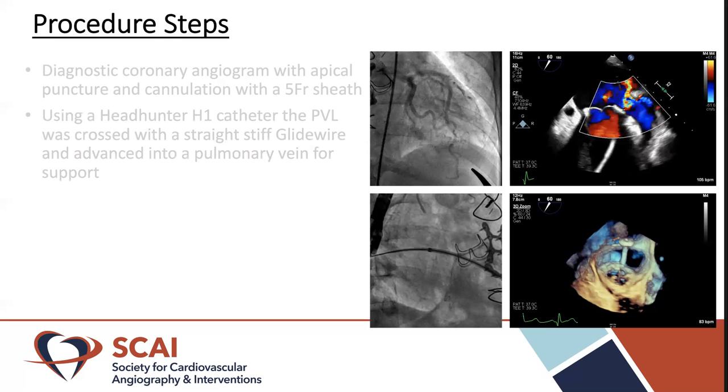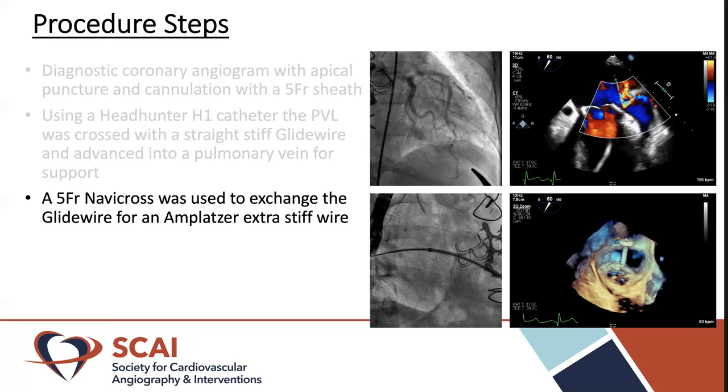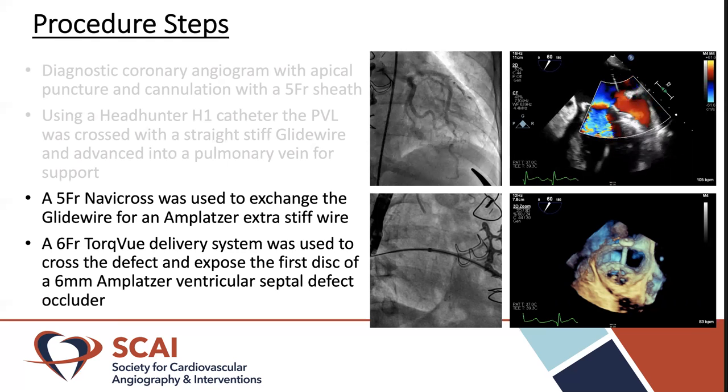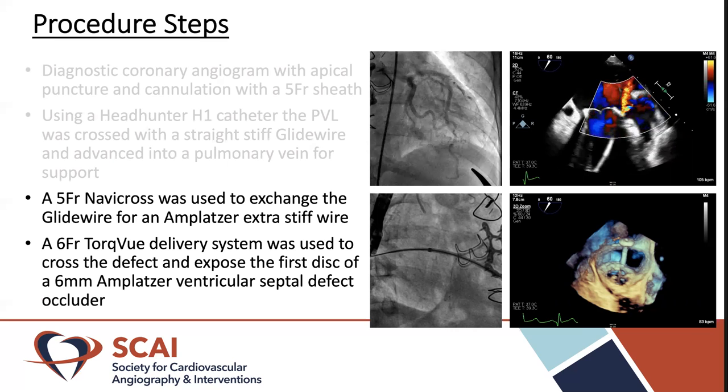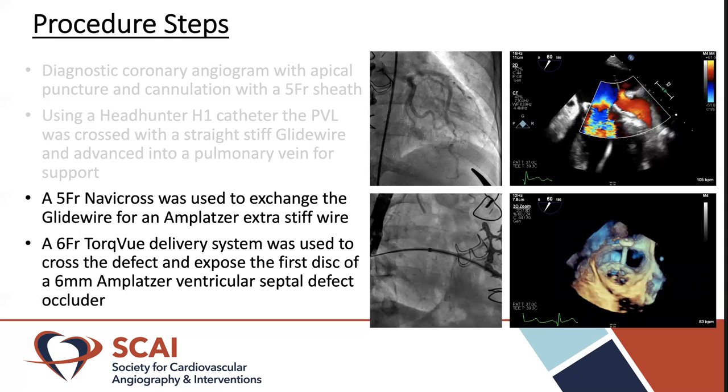Next, we were able to swap out our glide wire for an Amplatzer extra stiff wire. Over this, we placed a 6 French TorqVue delivery system. The device that we selected was a 6 millimeter Amplatzer ventricular septal defect occluder, which had a waist diameter of 6 millimeters and outer disc diameters of 14 millimeters. This is key, that we were able to select a device size based on the 3D TEE images that we had shown earlier.